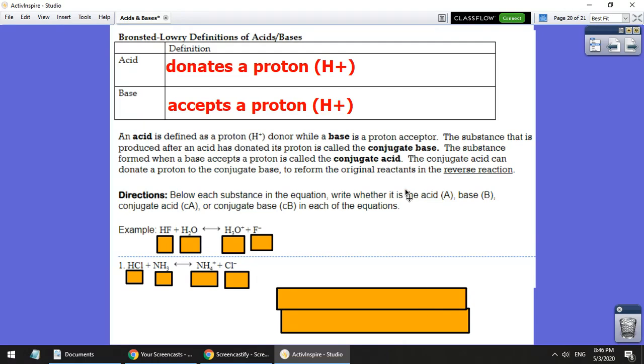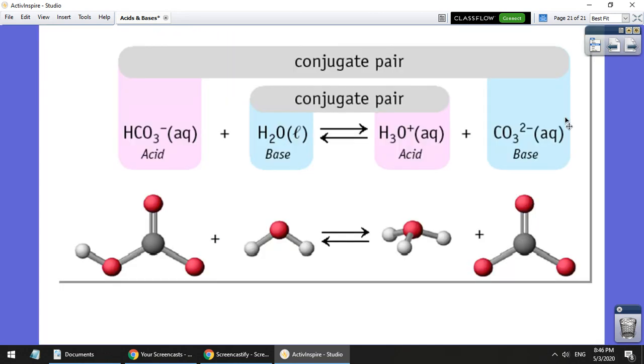Now, this is interesting because it means that the substance that's produced after an acid has donated its proton is actually a base. And a substance that's formed when a base accepts a proton is actually an acid. Okay, what the heck does that mean? Well, let's look at an example.